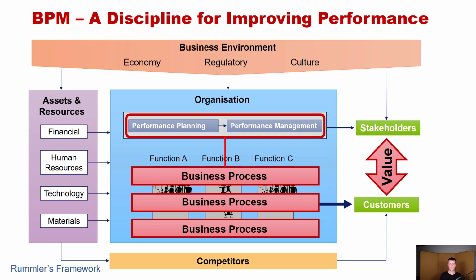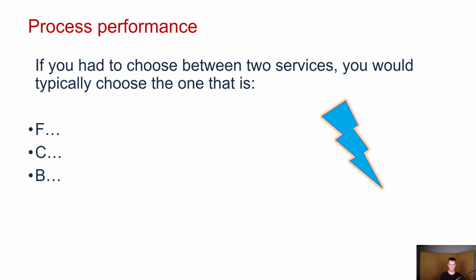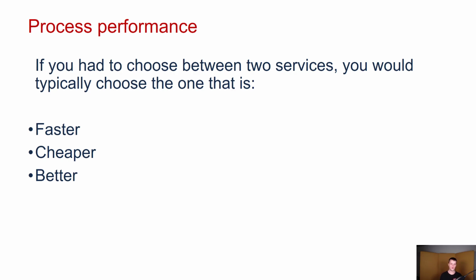And business process management is basically a discipline for doing just that, for improving performance in the general sense. But what does performance actually mean? So let's think about business process performance. If you had to choose between two services, you would typically choose the one that is the fastest, the cheapest, and also best. So you want your services to be faster, cheaper, and better.